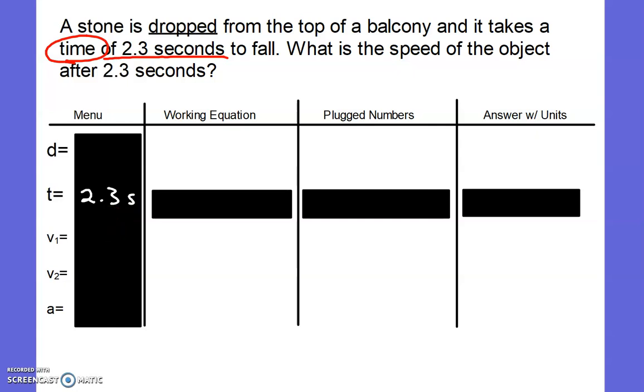We then look at the word dropped. The word dropped represents a number. When we drop something, it starts at a speed of 0. So whenever you see the word dropped, it means that the first speed is 0.